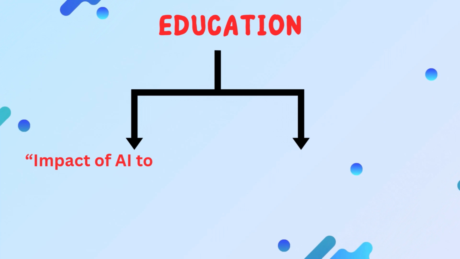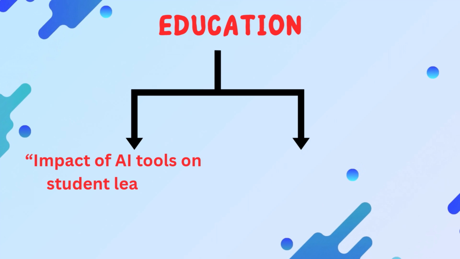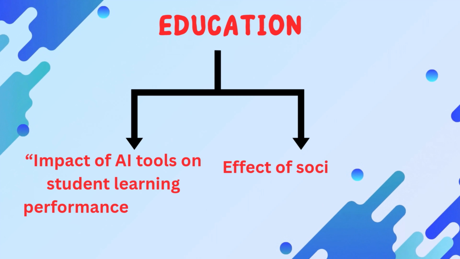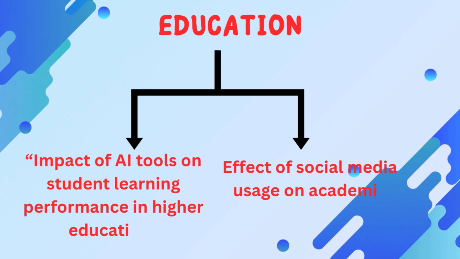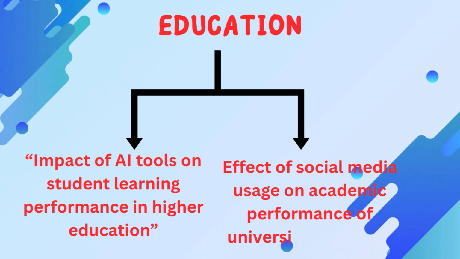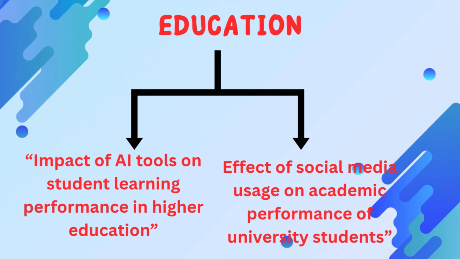Instead of a broad topic like education, you can choose impact of AI tools on student learning performance in higher education, or effect of social media usage on academic performance of university students. This makes your research focused and manageable.